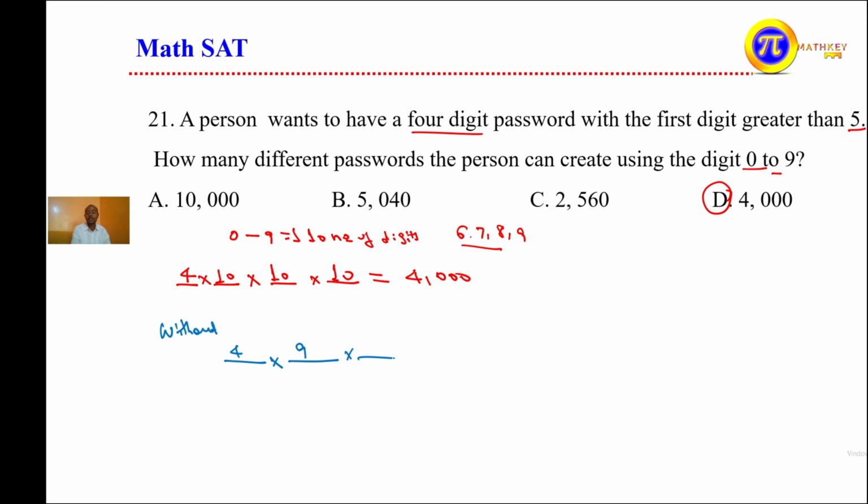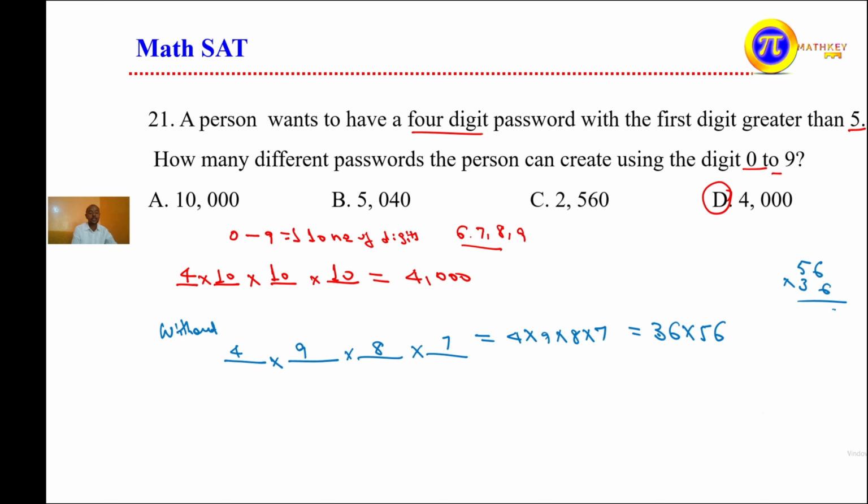As the third case, since 2 digits are already taken, what remains is 8. The next one, what remains is 7. So the value becomes the product of these: 4 times 9 times 8 times 7, which is equal to 36 times 56. You have to calculate this one. That means 56 times 36, if repetition is not allowed.